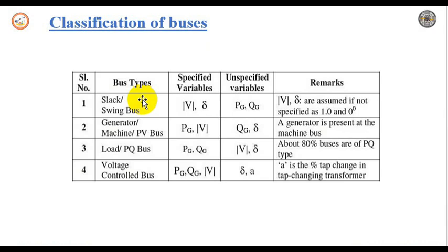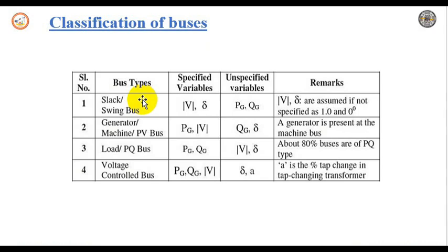And finally, the last one is the voltage controlled bus. In some textbooks, you might see the generator bus itself called the voltage controlled bus. In the voltage controlled bus, the specified quantities are P, Q, and V, and the quantities that we need to calculate are the phase angle delta and A, the percentage of tap in the tap changing transformer. Voltage can be controlled with the help of the tap changing transformer.